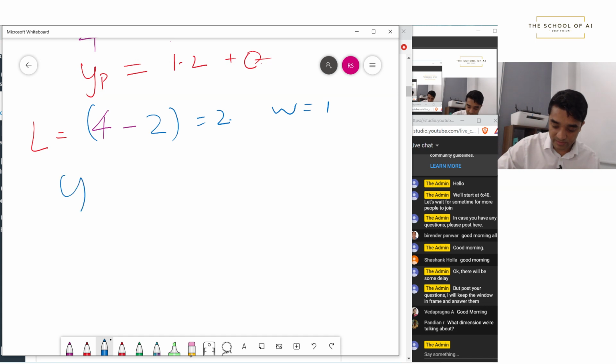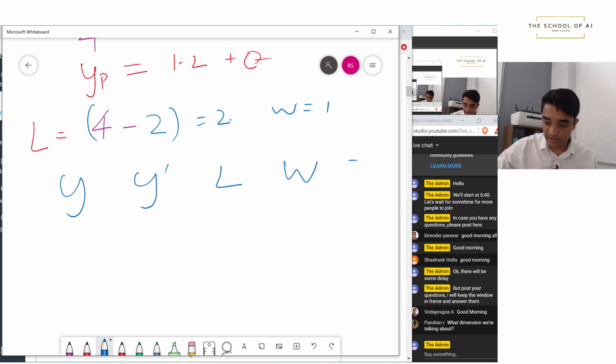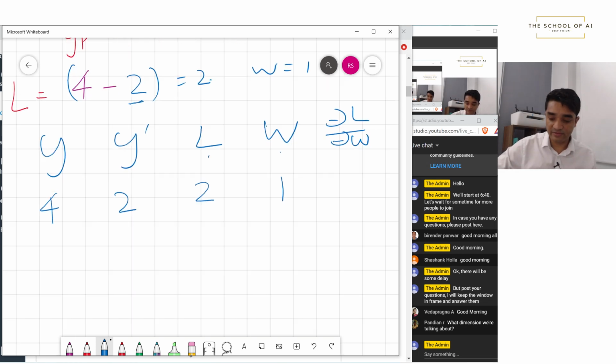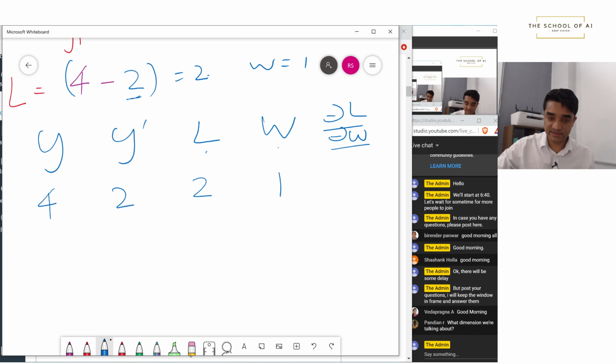So let's write our w prediction, and our loss, our value of w, and then derivative of loss with respect to derivative of w. Let's say we have something like this. Okay, now y is what? 4. Y dash is what right now? 2. Loss is what right now? 2, right? And weight is what right now? 1, right? This is what we have. Now we need to calculate this.